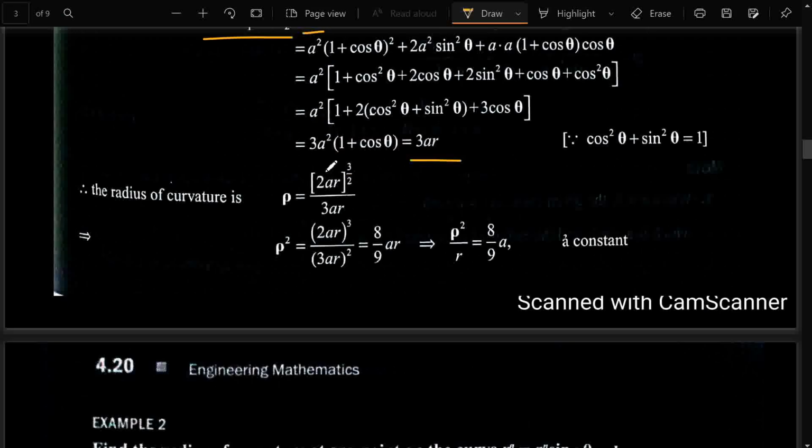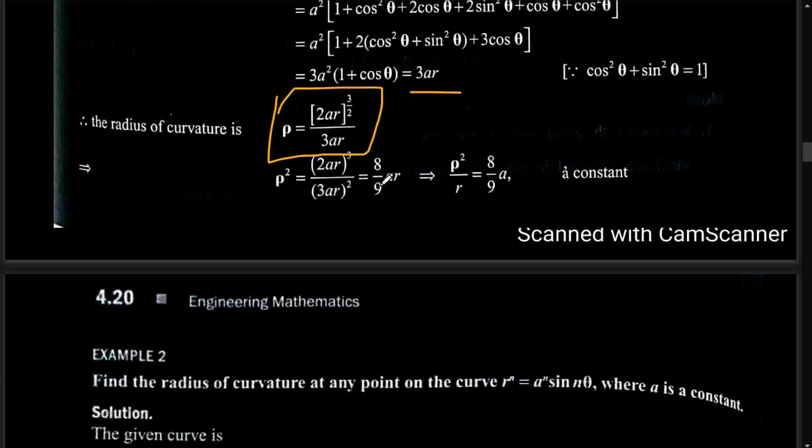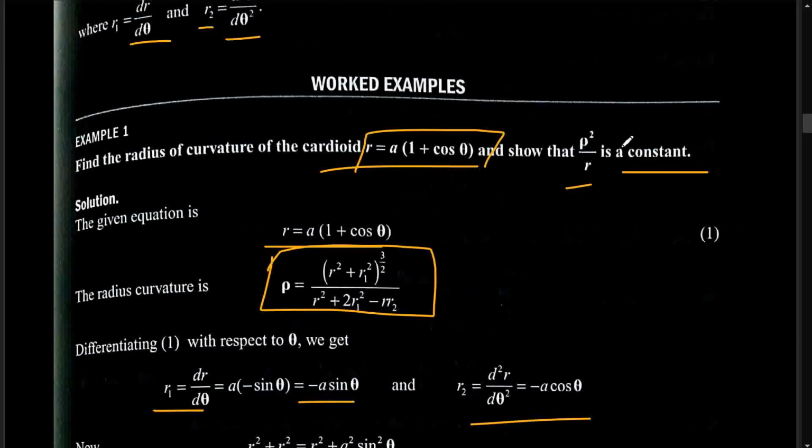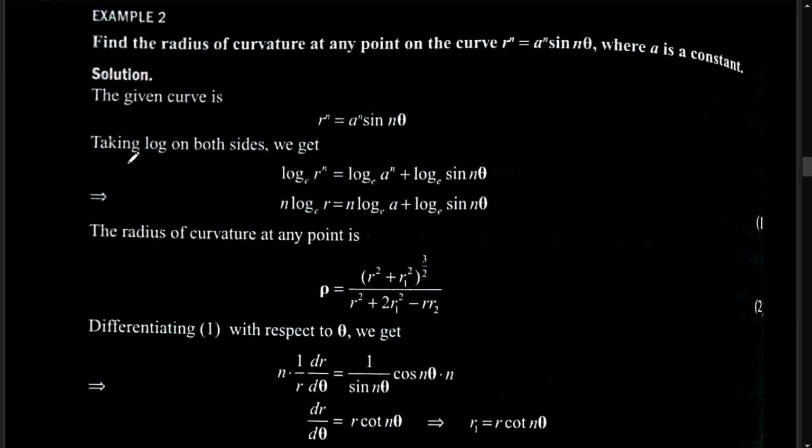Now we put everything in the formula, and we get the radius of curvature. Now we square it. Why are we squaring it? To show that it is a constant. So rho square divided by r, squaring and dividing by r, you get a constant term, which is constant, hence proved.